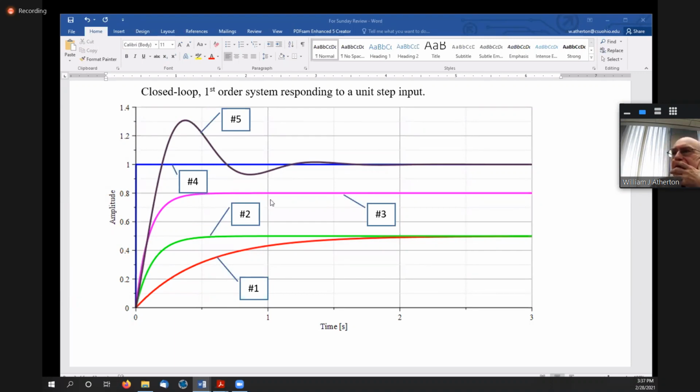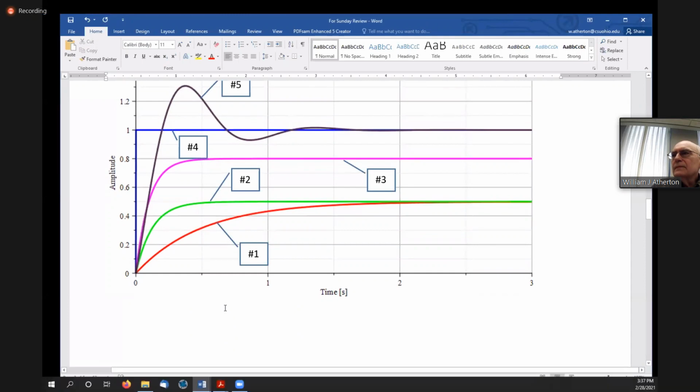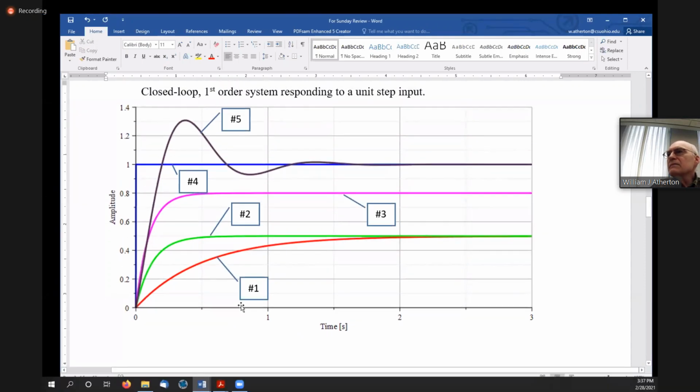Okay, here's a more difficult question. If number 3 is the response of a proportional controller, what is the controller gain? What is K sub P for curve number 3? Assuming it's a proportional controller. Okay, so here we have to do some calculations.